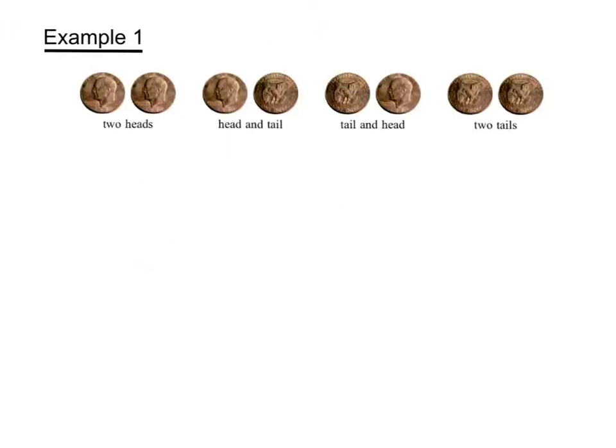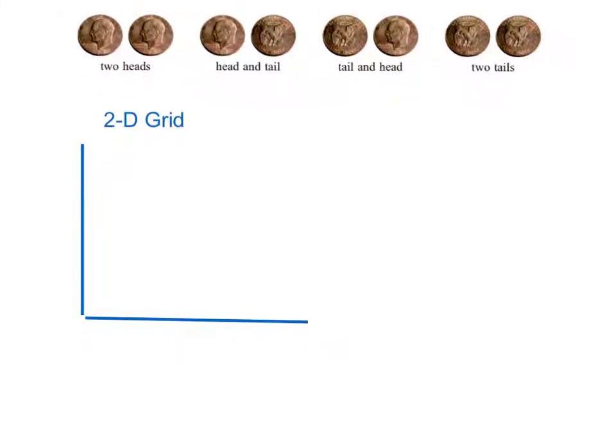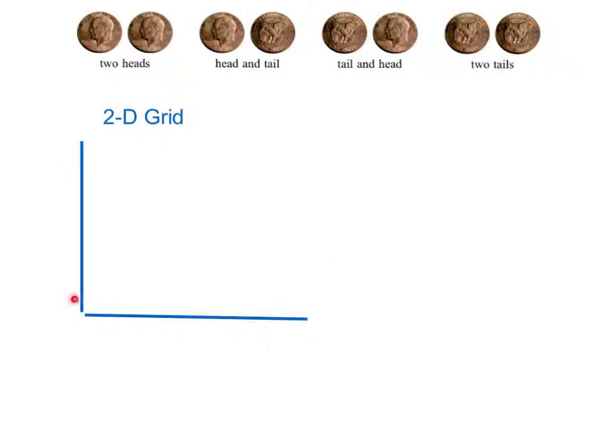Let's look at the two-coin example again. For this experiment, we want to list the sample space using both a 2D grid and a tree diagram. Let's look at the 2D grid first. Now, a 2D grid is a lot like other graphs that we're used to. It has an x-axis and a y-axis. And on the x-axis we can put coin 1, and on the y-axis we can put coin 2. We can also list all the possible outcomes for each of the coins. So we have heads and tails for coin 1, and we have heads and tails for coin 2.